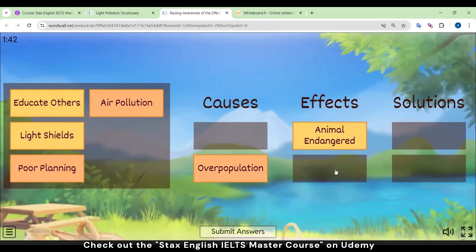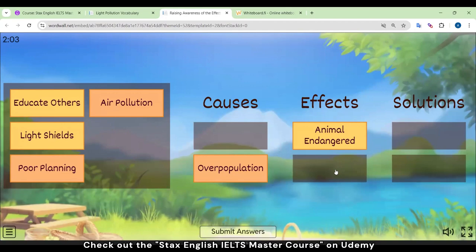What problems? Poor planning. No, poor planning is not an effect of overpopulation. Lifestyle. No. So think about it, guys. I don't want you to just guess. Think about it carefully. We have the cause. This is something that makes something happen. The effect, what actually happens, and a solution. How can we stop it from happening?